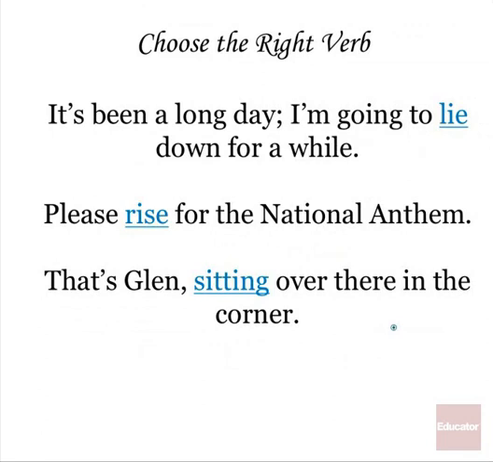And here we are. It's been a long day. I'm going to lie down for a while. Remember, lovers often lie. You don't need a direct object for that. And we've got that I sound, which means it's intransitive. It does not take a direct object. The only thing lying down is the person speaking. There's nothing being pushed.